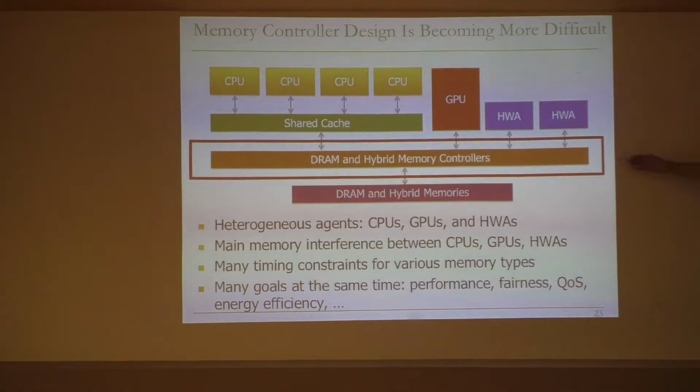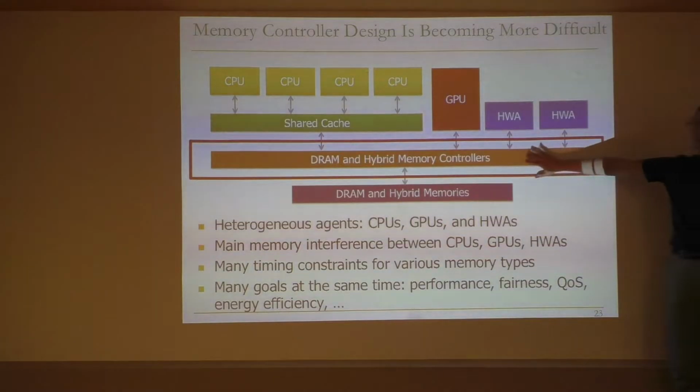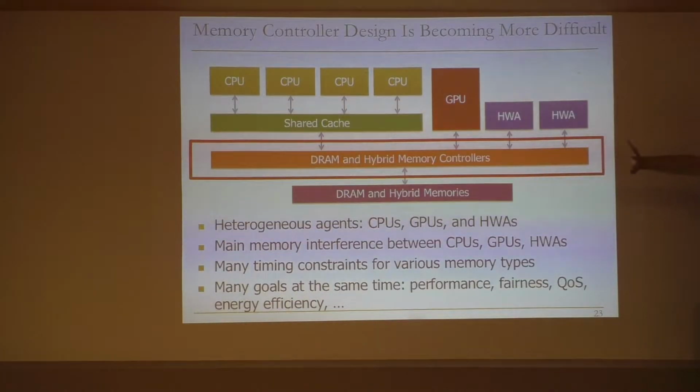And this problem is going to get even worse into the future. It's not just timing parameters, it's also different requirements of the agents. It's also different requirements of different memories. Basically, you have this memory controller that needs to optimize for many metrics, and the human is designing this. I think this is a terrible thing to do, frankly.